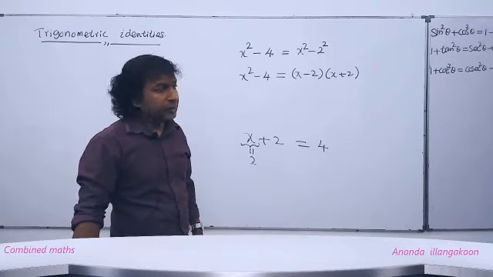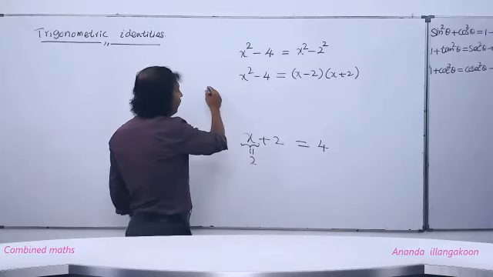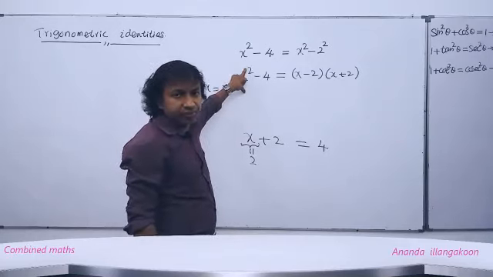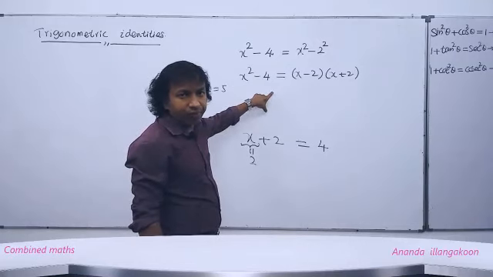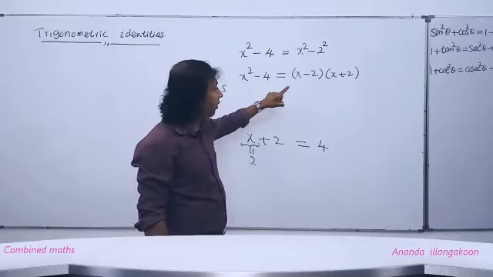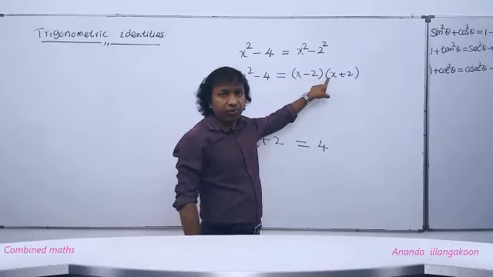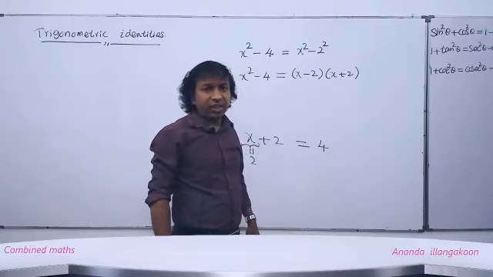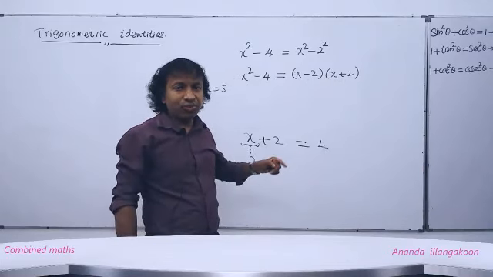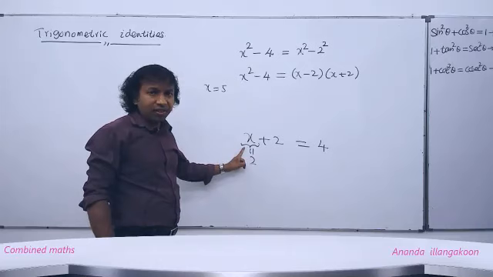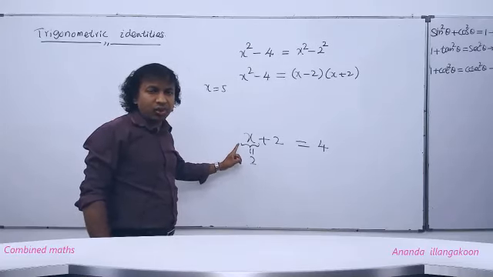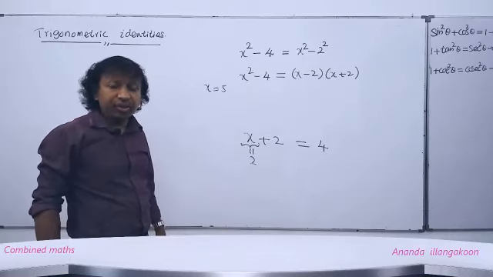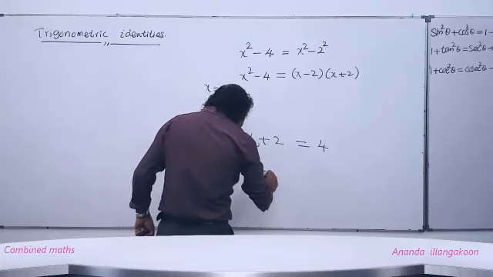Now put x equals 5. What do you get? 5 squared, 25, minus 4, 21 on the left hand side. On the right hand side, 5 minus 2 is 3, 5 plus 2 is 7, 3 into 7 is 21. See here, 21 equals 21. Put any value for x, and both sides are equal. But here, only when we put x equals 2, the left hand side is equal to right hand side. Therefore, this is called an equation.